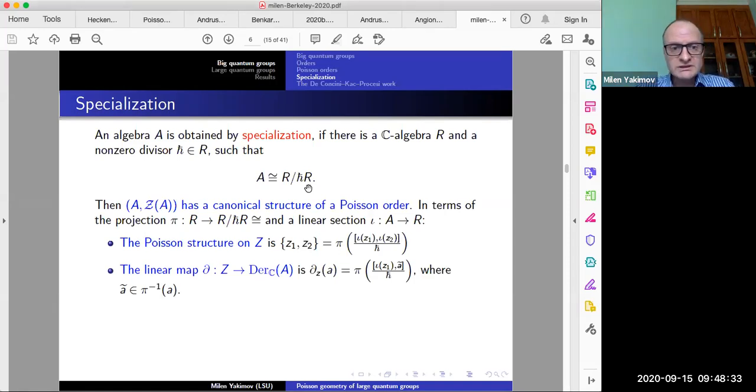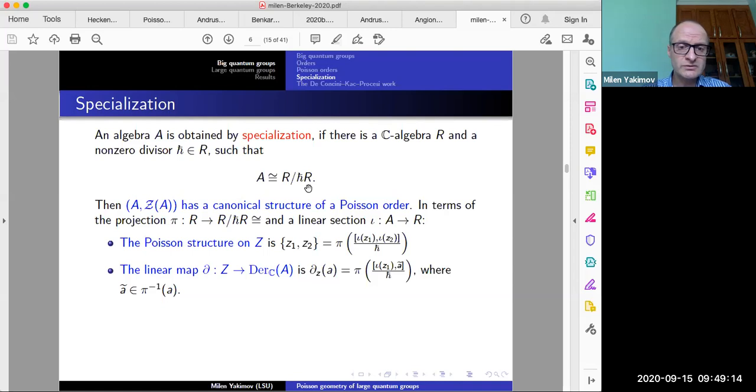Whenever we have this situation, the pair A and the center of A has a canonical structure of Poisson order. And it's defined in the most trivial way possible. If we denote the projection from R to the quotient R mod HR, I have a misprint there, the quotient R mod HR is isomorphic to A. And we pick any linear section iota from A to R. The algebras A and R are very different, so such a section iota will never be a homomorphism of algebras. It's just a plain linear section.